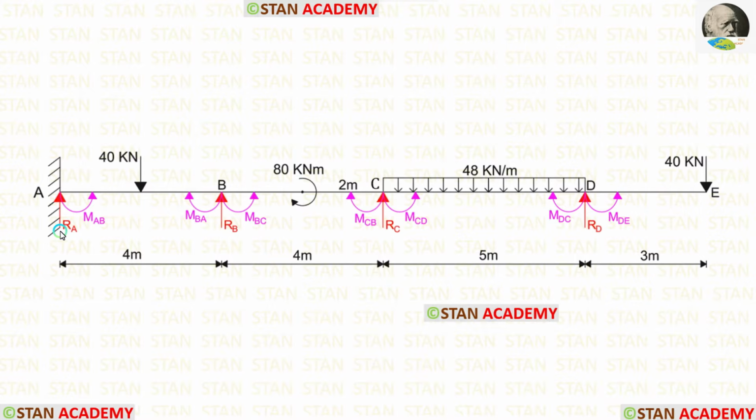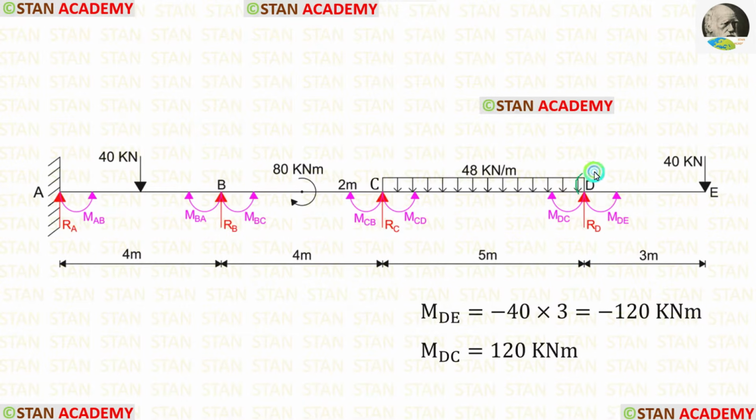Also, we have to find 4 vertical reactions, RA, RB, RC and RD. In the joint D, we can easily find the final moments because on the right of D, there is overhanging. To calculate MDE, we have to multiply the point load 40 kN with the overhanging distance 3. When we do that, we are getting 120.